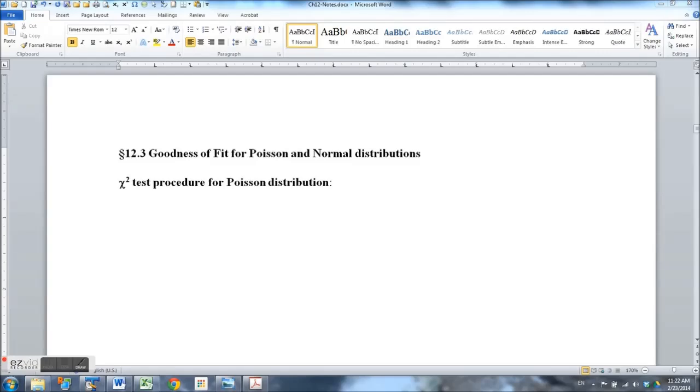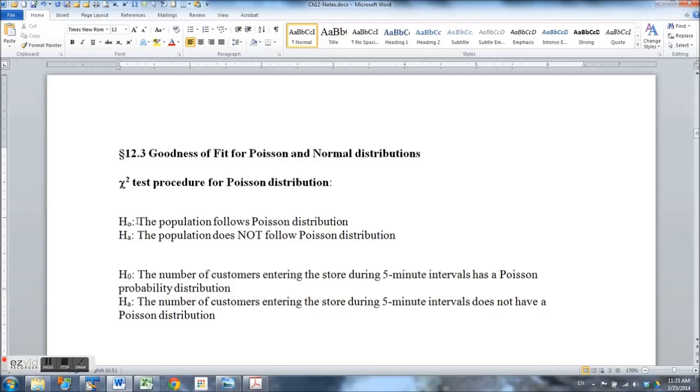Section 12.3 is goodness of fit test for Poisson and normal distributions. In this video, we're going to look at Poisson distributions, and the test is a chi-square test. The hypothesis: the null hypothesis is that the population follows Poisson distribution, and the alternative hypothesis is that the population does not follow Poisson distribution. So let's look at an example now.